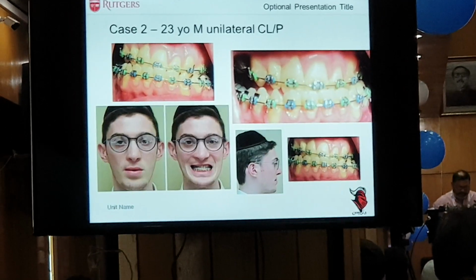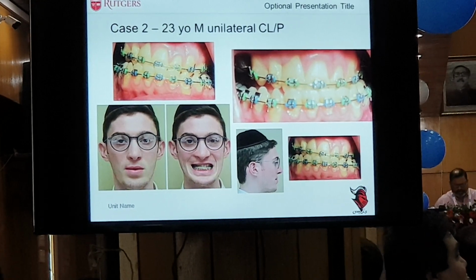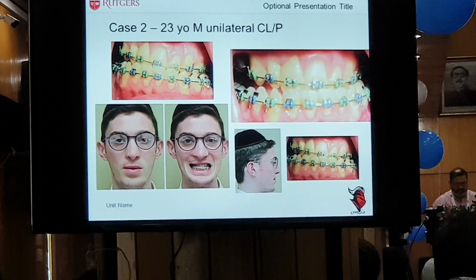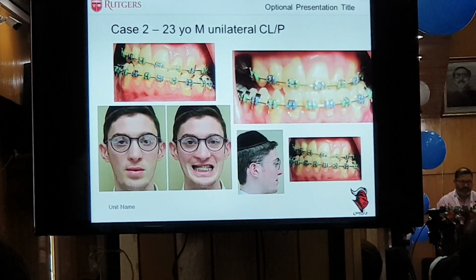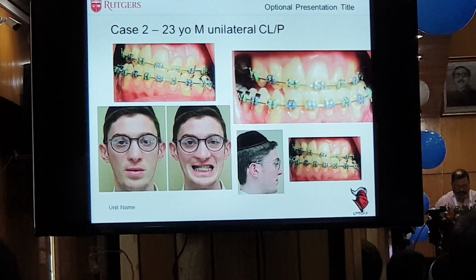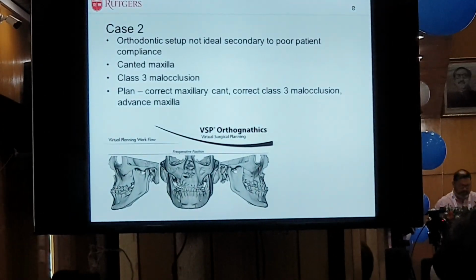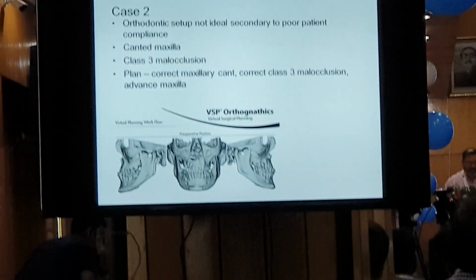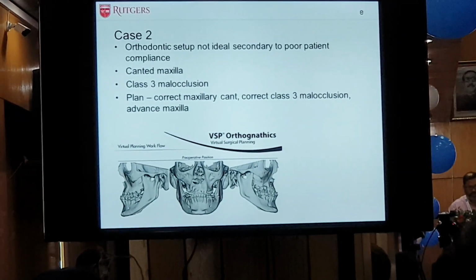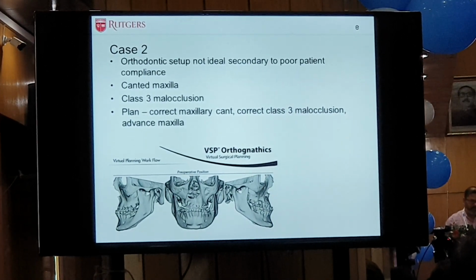Another case was a little more challenging. This is again with a unilateral cleft palate who had a severe class 3, but also had a fairly significant maxillary cant that we had to try to deal with. So he ended up having a Lefort osteotomy, but also a lower jaw osteotomy, just so that we could address the maxillary cant as well as get the occlusion into its ideal position.